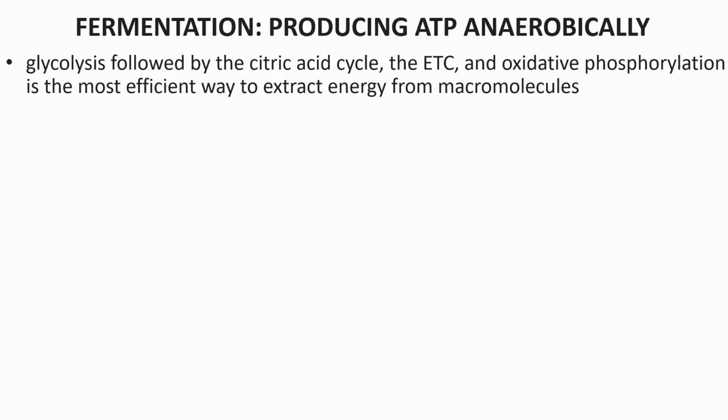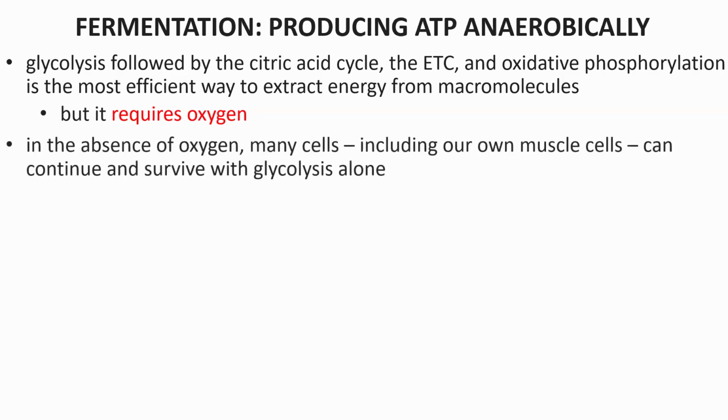Glycolysis is typically followed by the citric acid cycle, the electron transport chain, and oxidative phosphorylation. That is by far, hands down, the most efficient way to extract the energy from these electrons, but it is an aerobic process. It requires oxygen. If we don't have oxygen, we don't have a place to put the electrons when we're done with them, and then the whole system backs up and becomes undoable. In the absence of oxygen, cells would die unless they can keep glycolysis going.